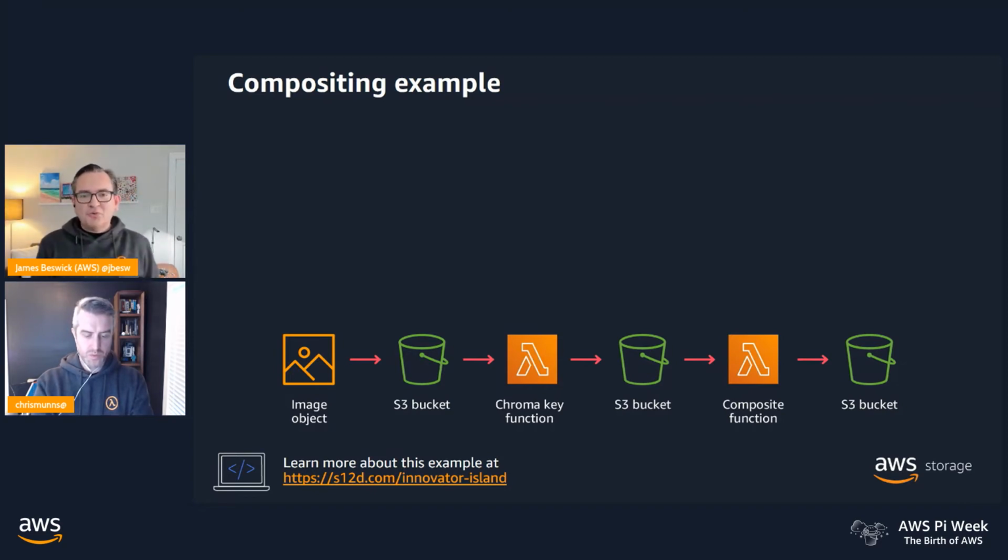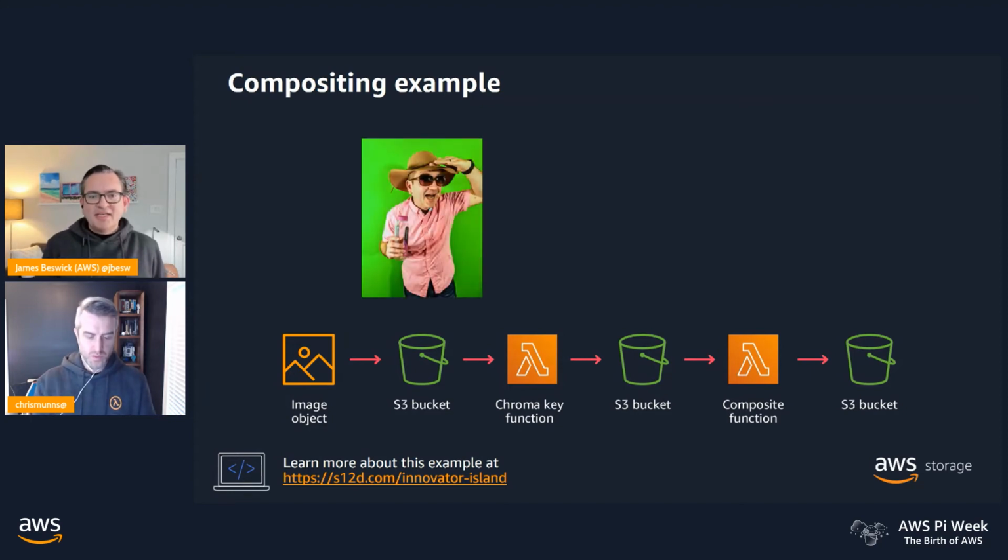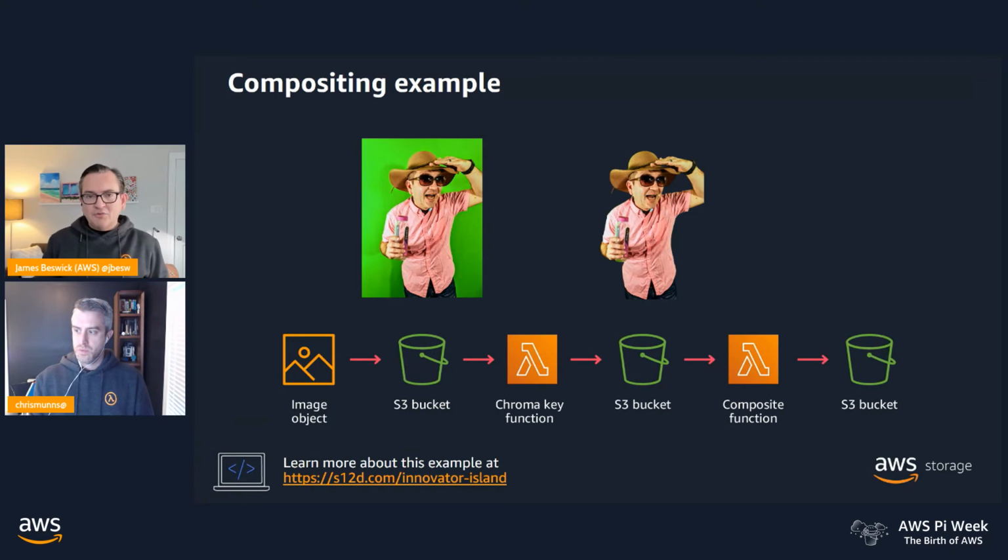In this example, in the workshop, visitors take a picture of themselves against a green screen, and then that gets dropped into a first S3 bucket. When the object is durably written to the bucket, that invokes a chroma key Lambda function. Now, this Lambda function uses a library called OpenCV, which you can use for processing images. And it uses that to strip out the green background.